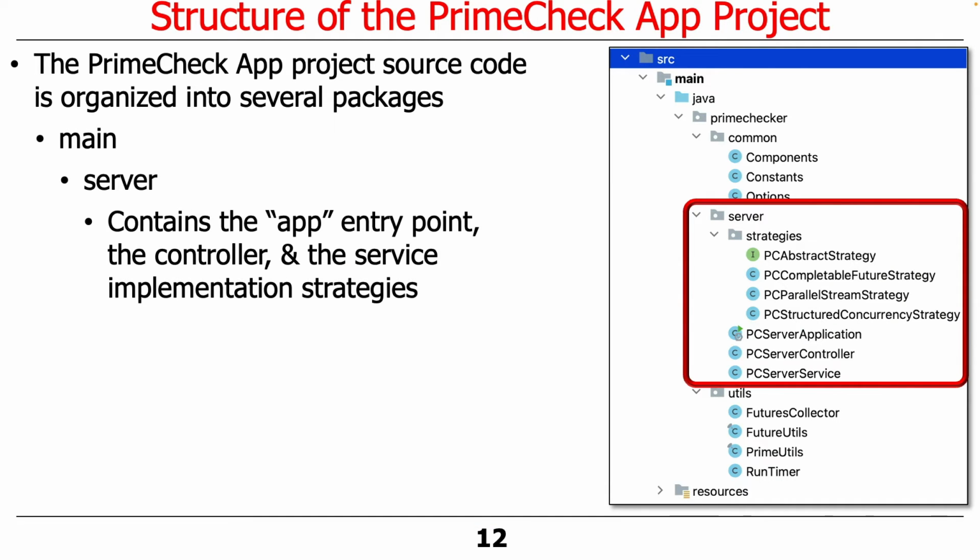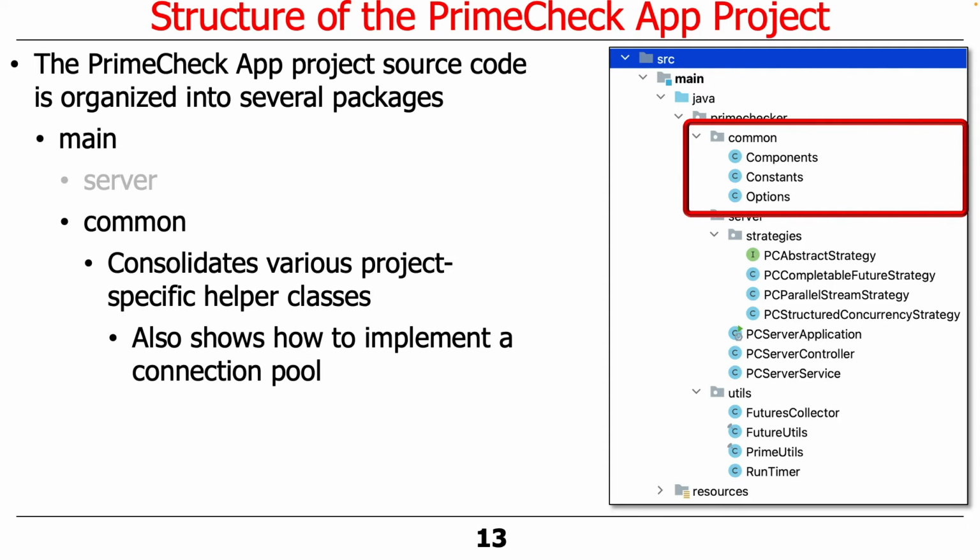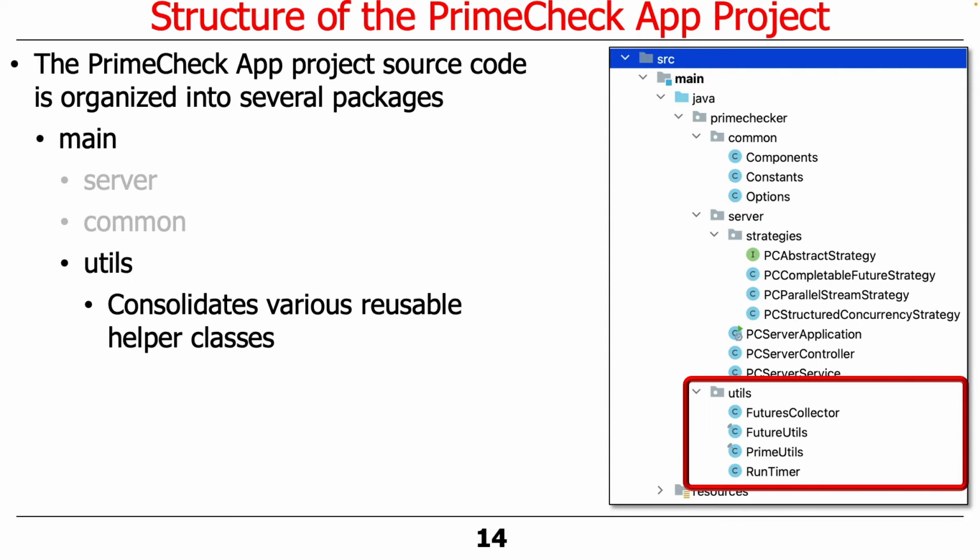The server side has a server folder that's got the controller and the application and the service plus the various strategies. That's almost identical to the bearer quotes case study, just now we're doing prime checking. It's got a bunch of common things, also very consistent architecturally in terms of how we organize this stuff. And the other thing that this shows, this is really cool, we show how to implement a connection pool. We'll talk about that, which is really fun.